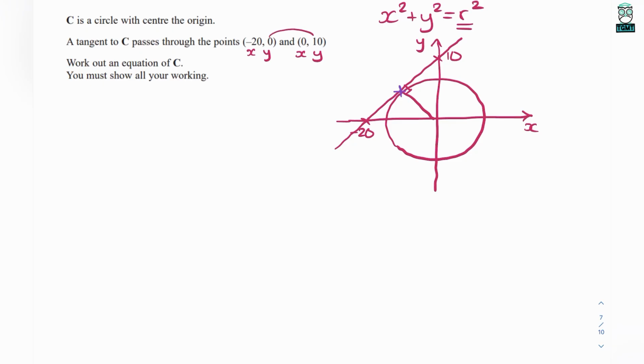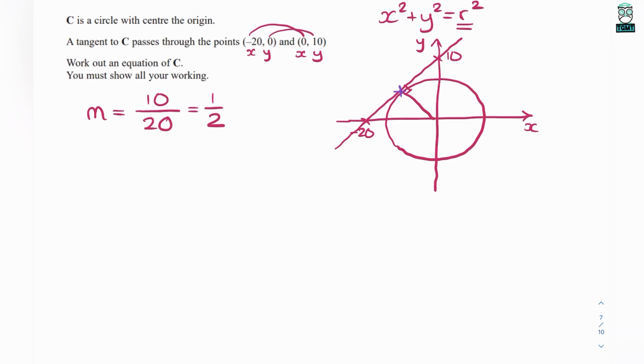So let's write that the gradient is equal to, the rise is 10, and the run goes from -20 to 0. Or a run of 20, or a change in x of 20. So that is our gradient, 10 over 20. That is a gradient which we can simplify. That goes down to 1/2. So the gradient of the tangent is 1/2.